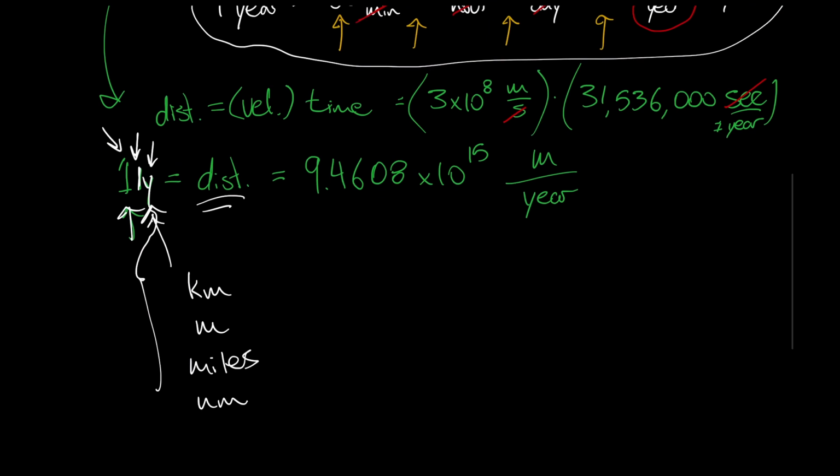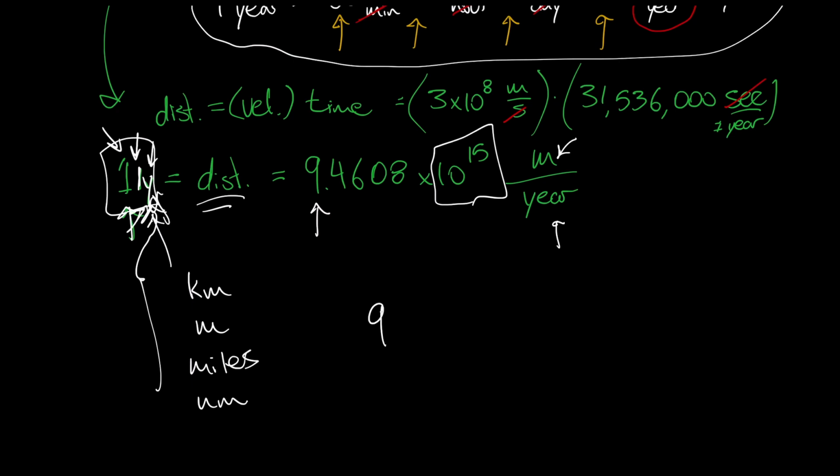And we find out that 1 light year is equivalent to 9 times 10 to the 15 meters per year, right? The unit there is per year because we're talking about light years. You can talk about light seconds, light minutes, light hours, whatever. It's the same kind of thing. How much distance does light cover after this amount of time? In this case, it's a year. So this is a huge number.